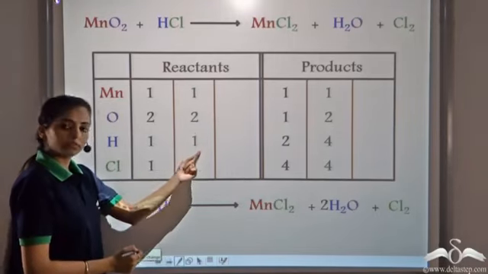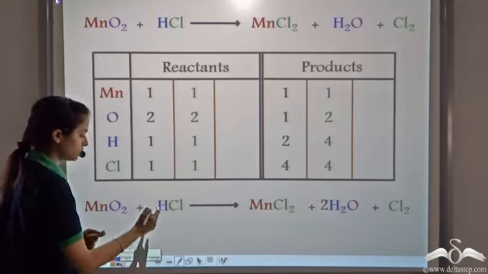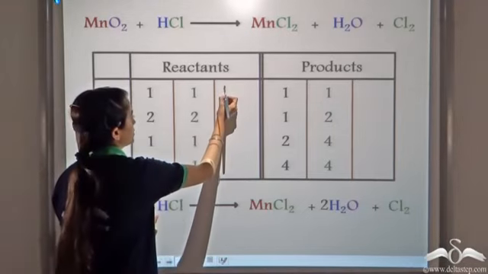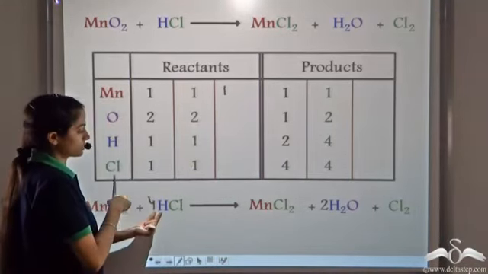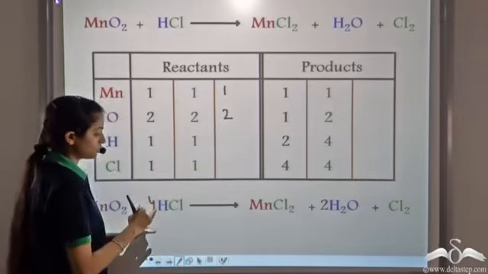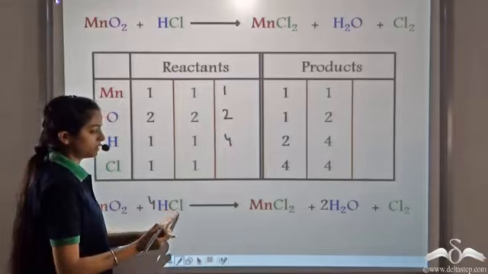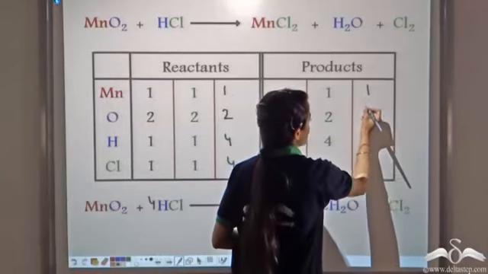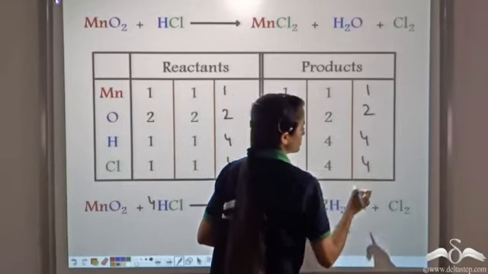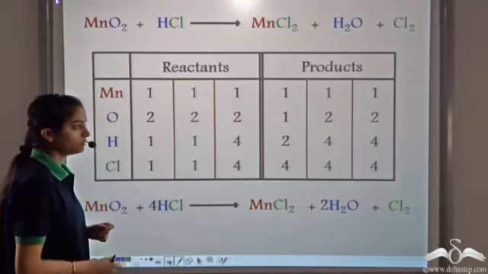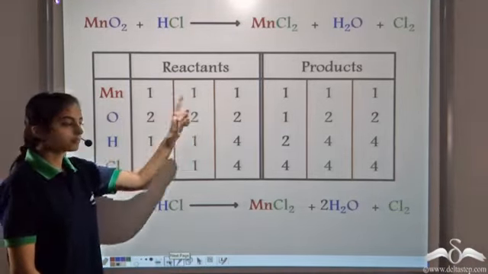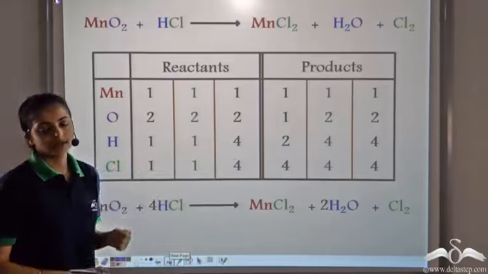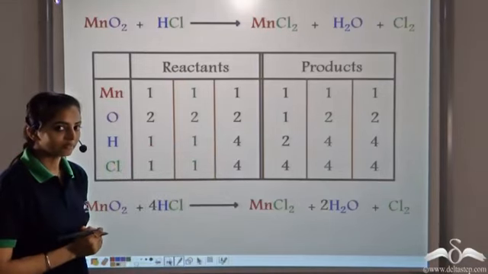In order to make this 4, we have to take 4 molecules of HCl. So when we make this 4, this number remains the same. Then we have oxygen which remains 2, hydrogen becomes 4 and chlorine becomes 4. We have not made any change on the product side. So this remains the same. Now if we look at the equation, our manganese atoms are balanced, oxygen is balanced, hydrogen is balanced and chlorine is balanced. So this is the balanced chemical equation.